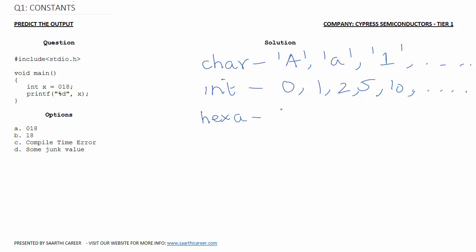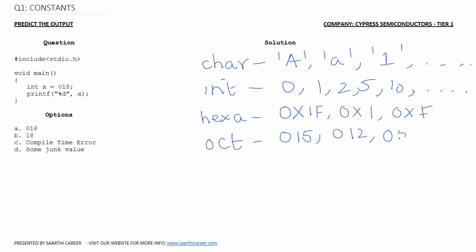If you remember, hexadecimal constants are denoted by 0x at the beginning followed by the number. So it could be 0x1f, 0x1, 0xf. Basically this is a base 16 number. And then finally we have an octal constant, which is denoted by 0 at the beginning and then the number. So 015, 012, 05, etc. So immediately we could make out that this is nothing but an octal number.